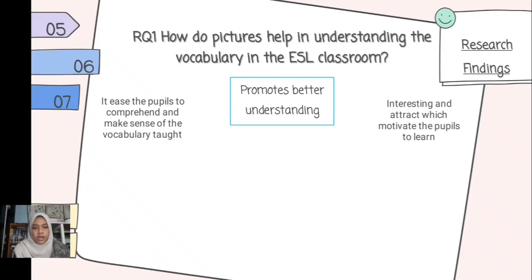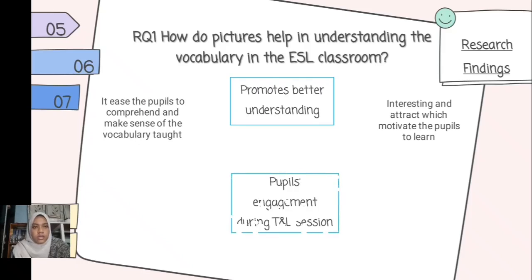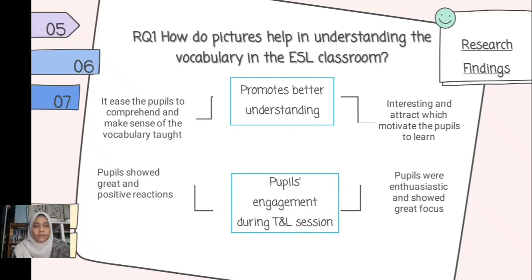Okay, next, the use of pictures also helps the pupils' engagement during the teaching and learning sessions, because this can be seen during the observations where the pupils show great and positive reactions throughout the lessons, and they actively give opinions and responses based on the pictures presented.